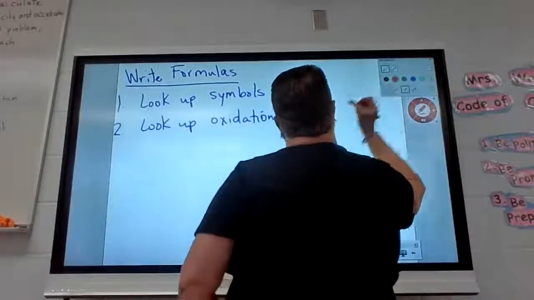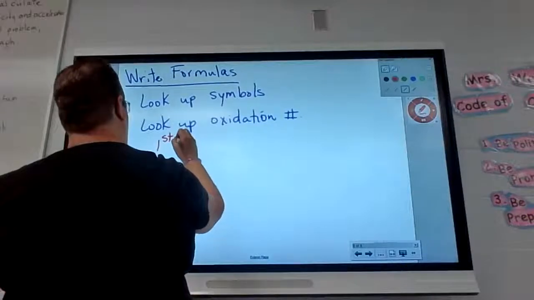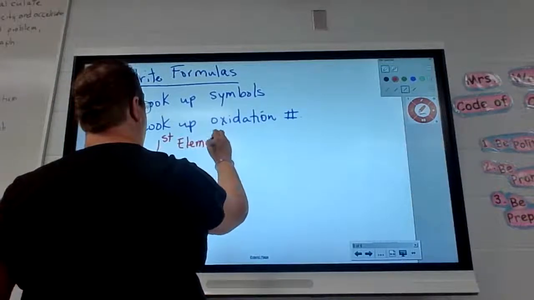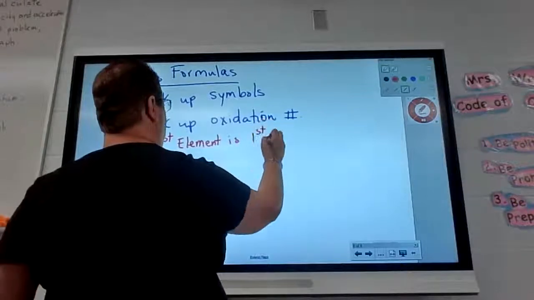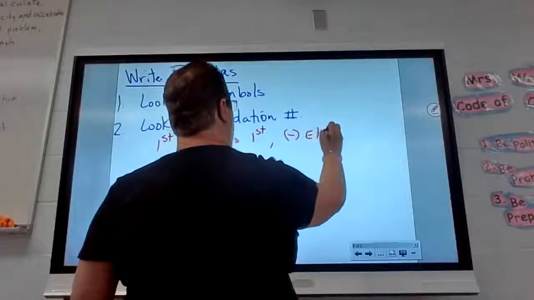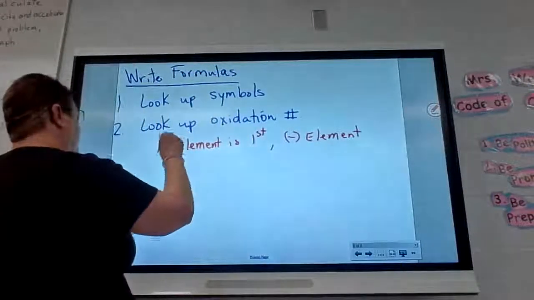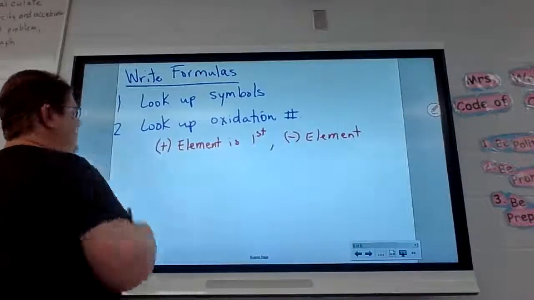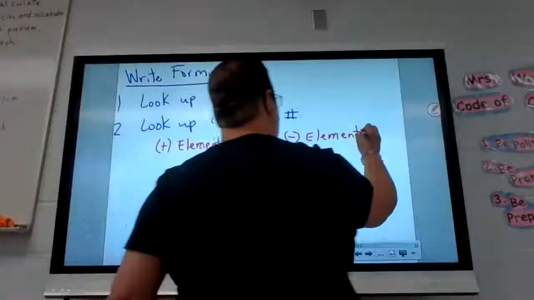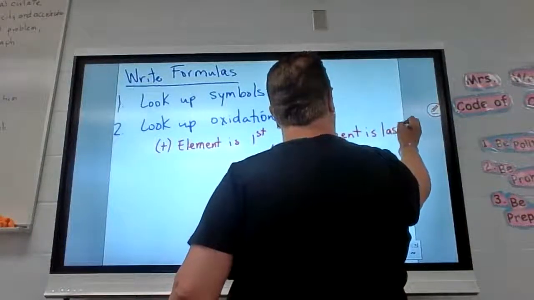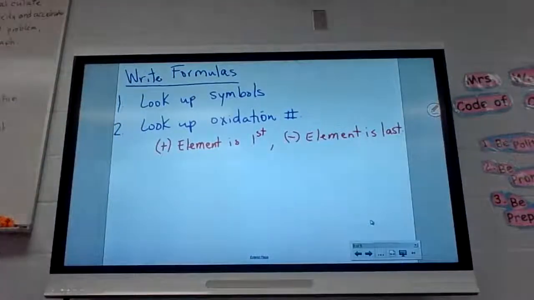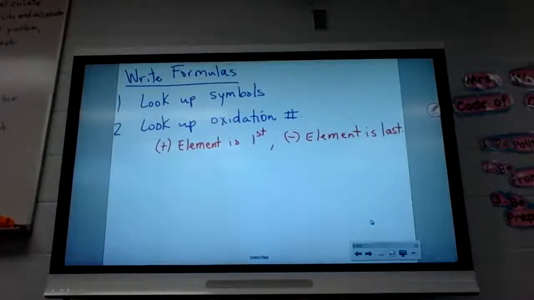Now, the positive element is first. The negative element is last. I said it right, wrote it wrong. Positive element is first. Negative element is last. Does that look and sound better? Yes. Okay. The positive element is first. The negative element is last. So when you write the formula and you look up the oxidation numbers, the positive element is first. The negative element is last.